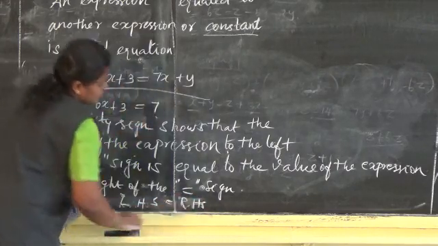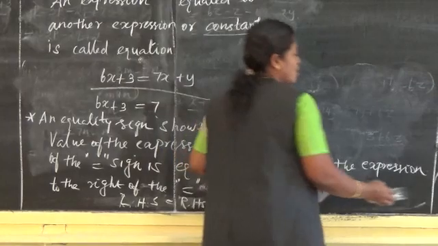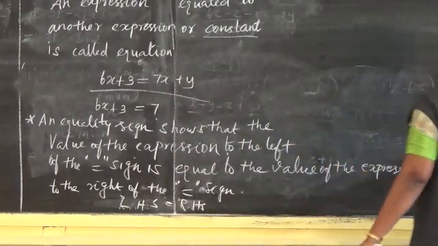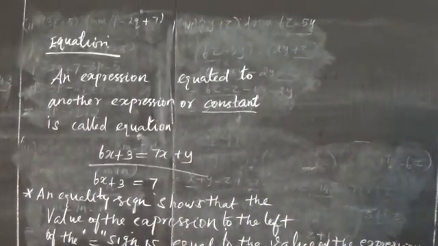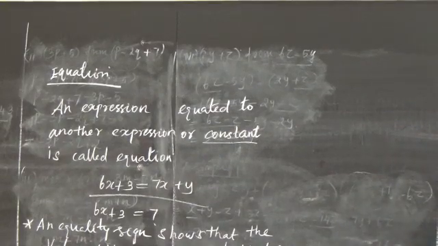LHS equal to RHS, you can say RHS equal to LHS. Both ways you can say. So it's easy. We are going to find the variables' values here. And one more property that an equation holds, that property is very, very important.